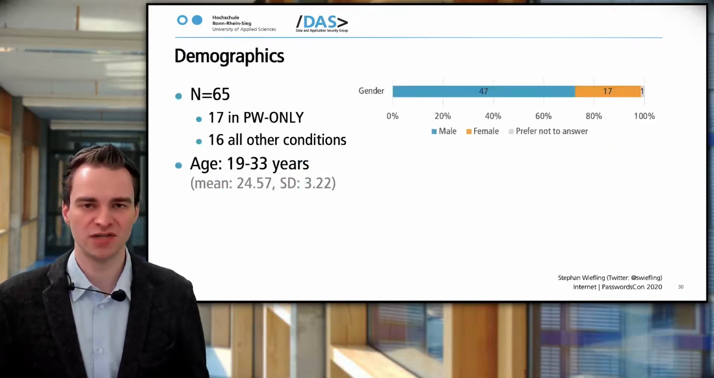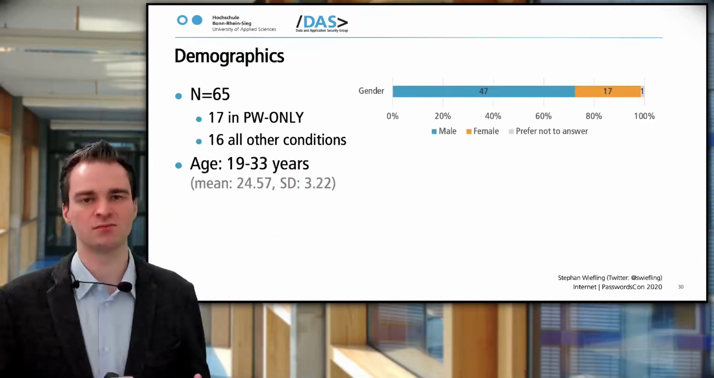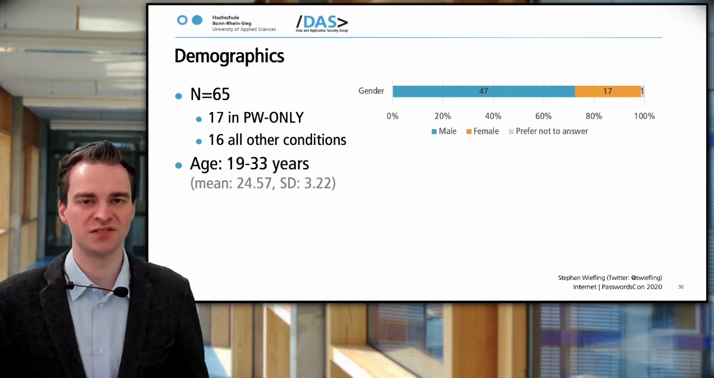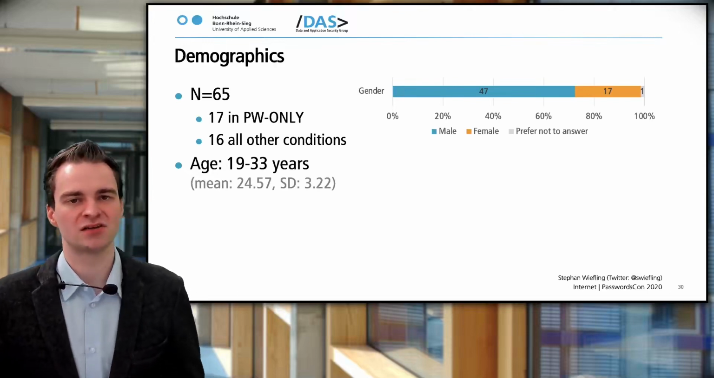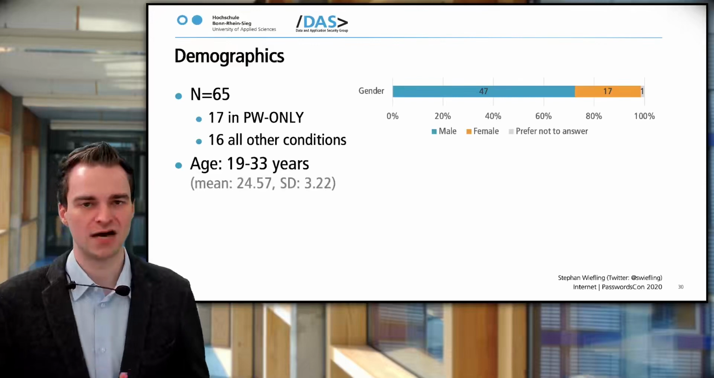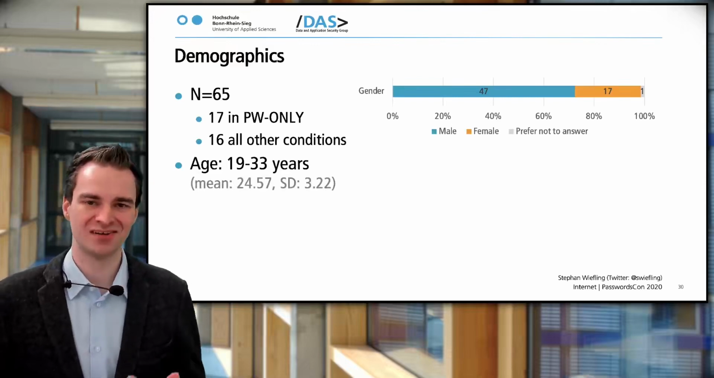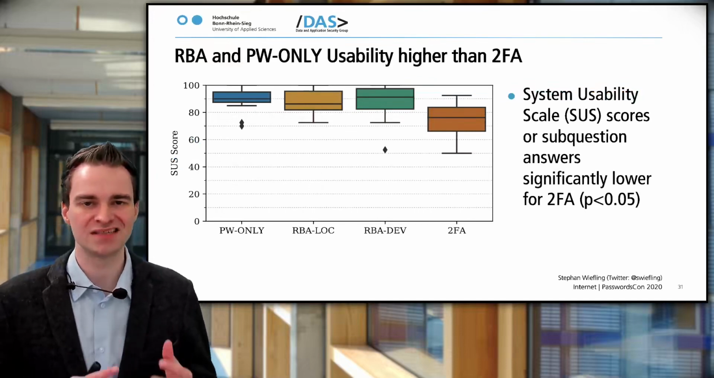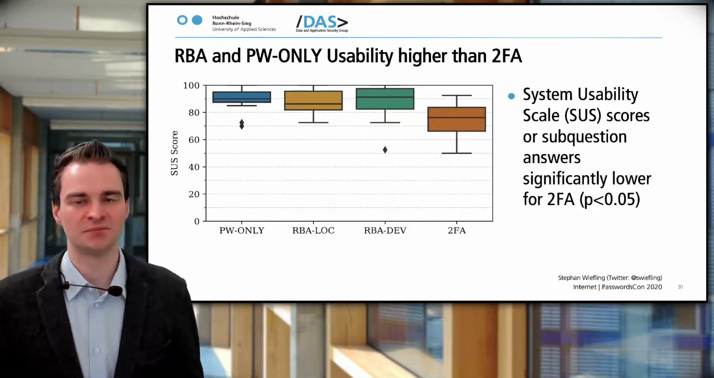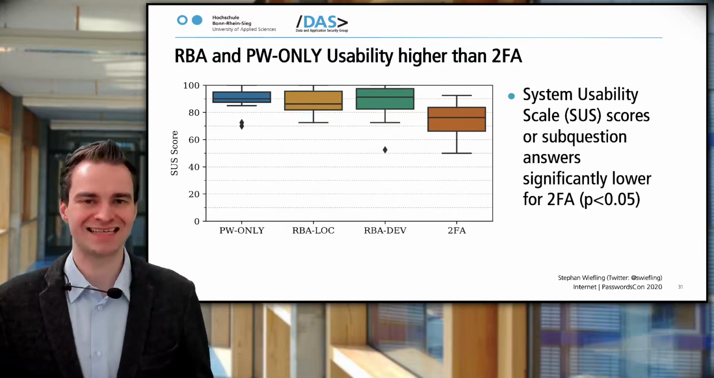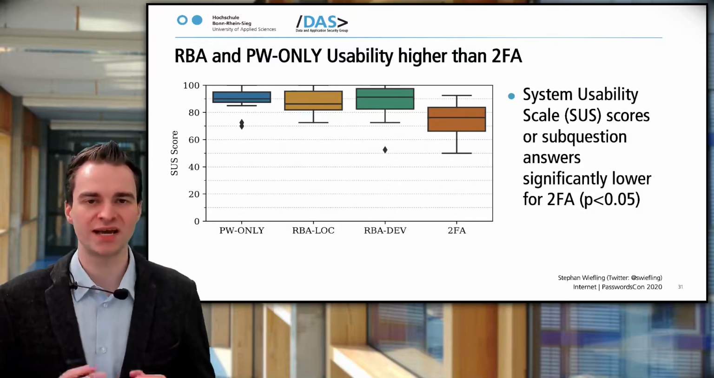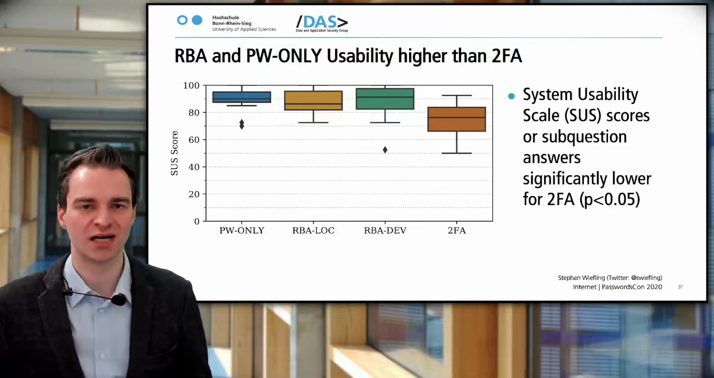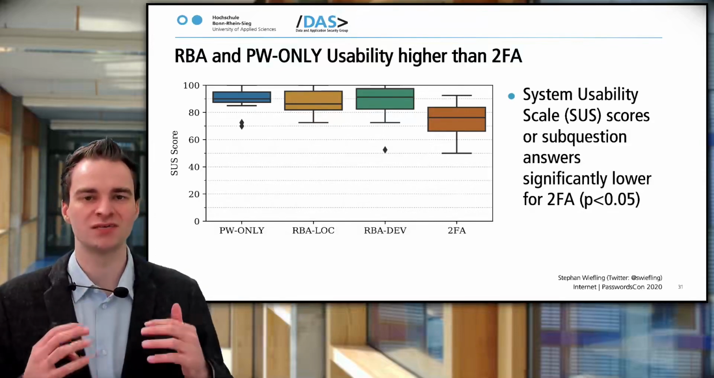We had a young population, 65 participants. It's more skewed to the male population, but we also had female participants and one person that did not state their gender in our study. So it's also a young population here. And the results that we had here, we also measured the usability using the System Usability Scale. These are 10 standardized questions, and depending on how they answer, we calculate a score between 0 and 100, and the higher the score, the higher the usability.